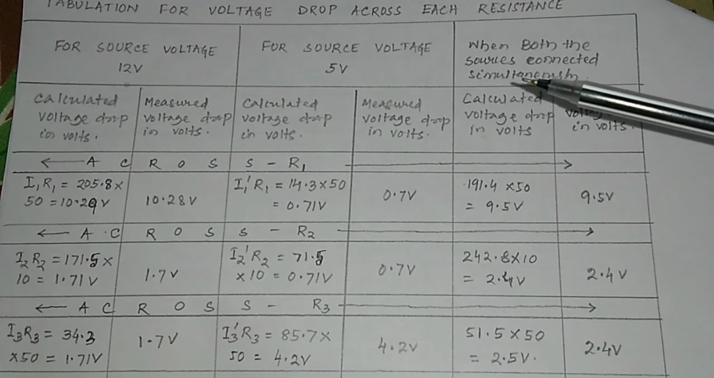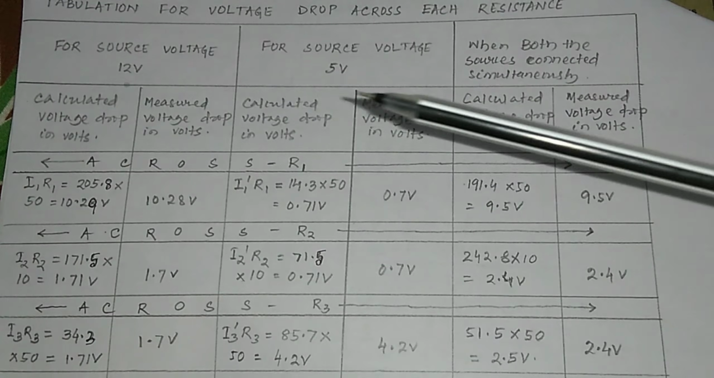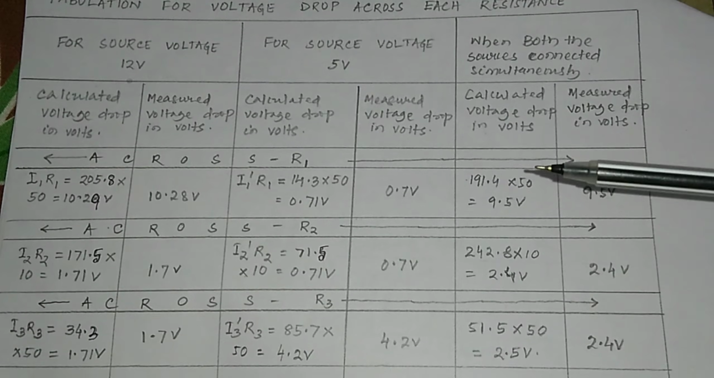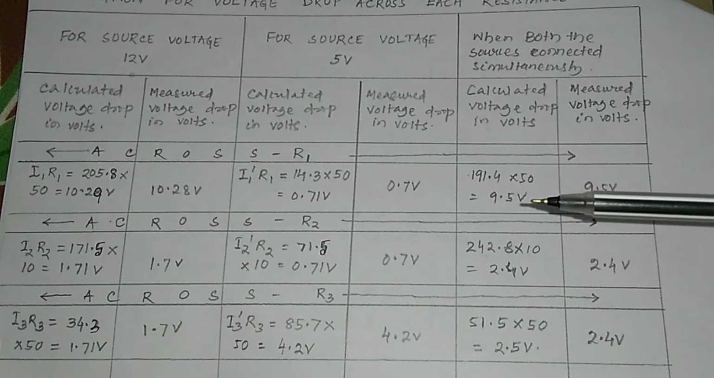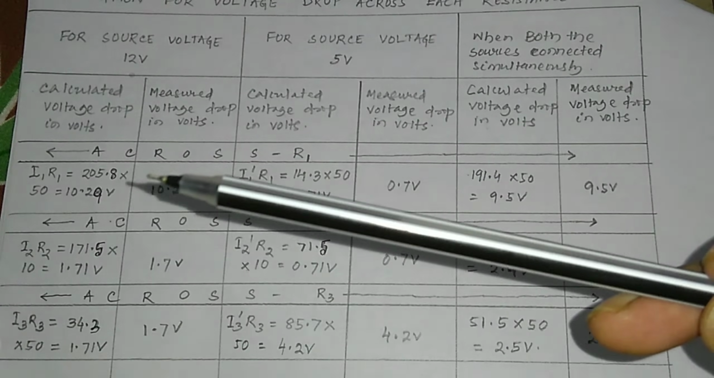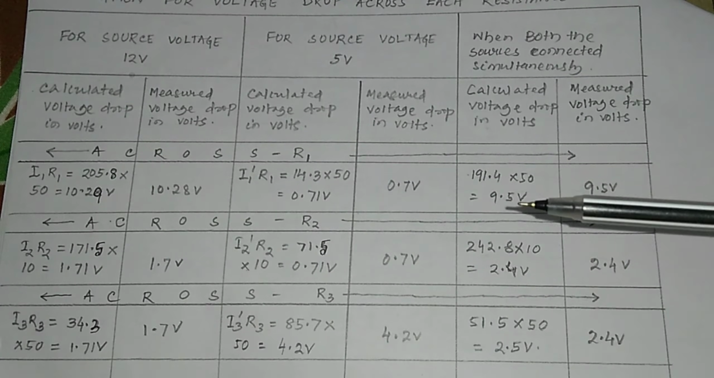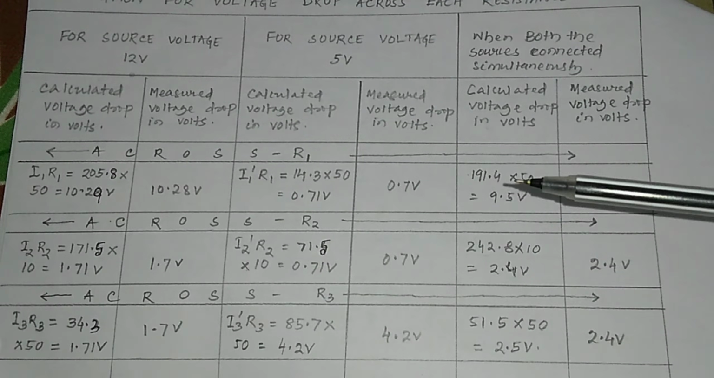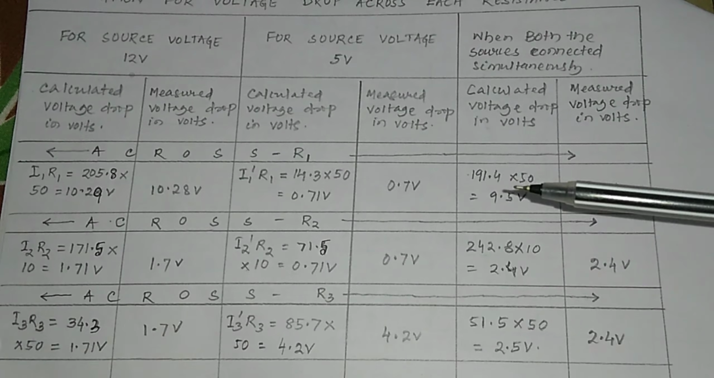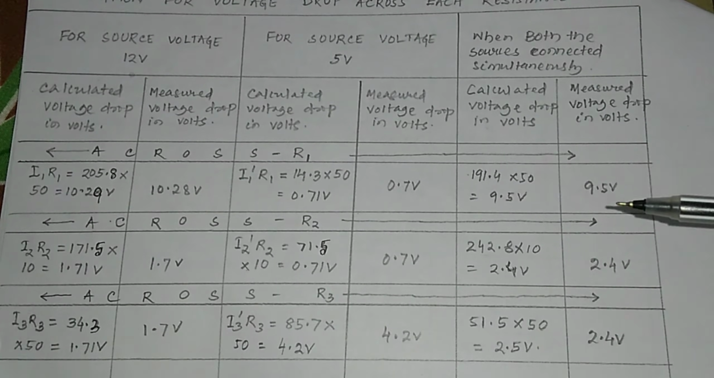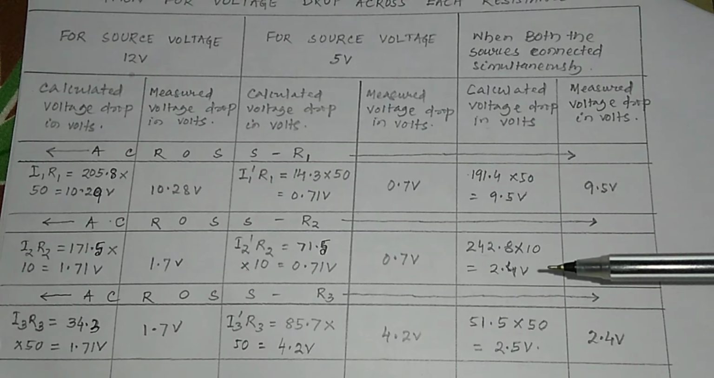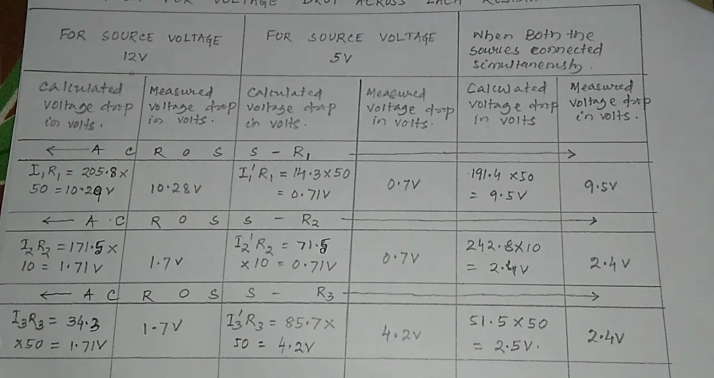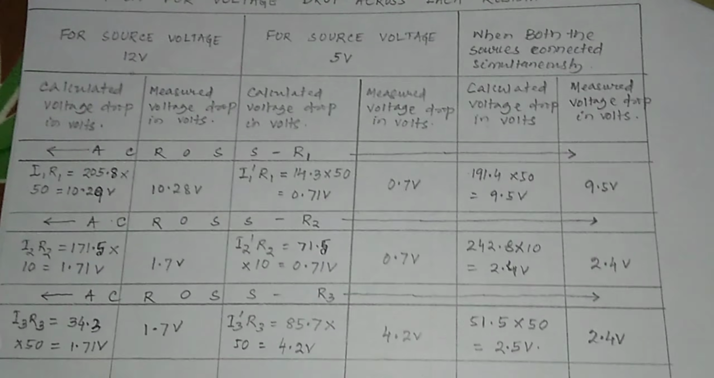And if you use both these sources simultaneously, the 12 volt source and the 5 volt source, and calculate the voltage using the same formula, V1 equals I1 R1, V2 equals I2 R2, like this, then this voltage will be 9.5, which also exactly matches the experimental value, and for R2 also it exactly matches.